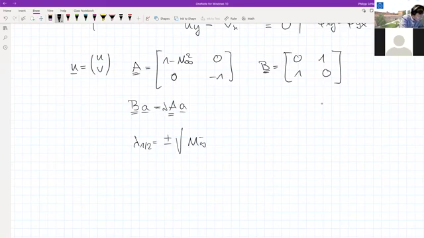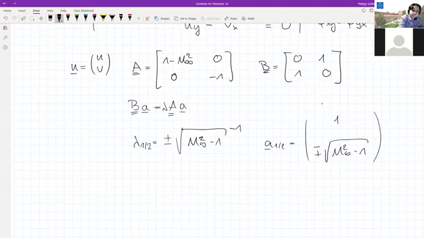So for the eigenvalues, I get the following: plus minus the square root of M squared minus 1, up to the minus 1. And for the eigenvectors, I get an eigenvector which looks like this: 1 in x, and then minus plus the square root of M infinity squared minus 1. So these are now the eigenvalues and eigenvectors.